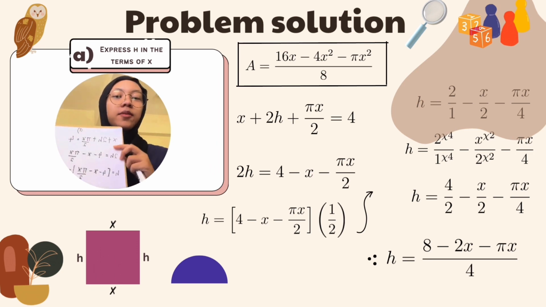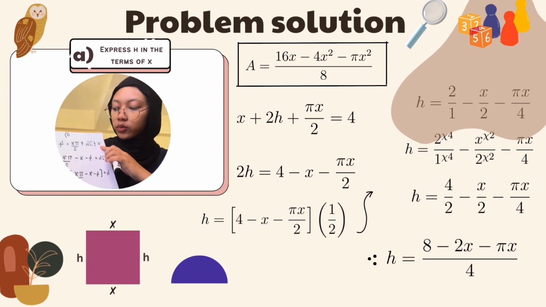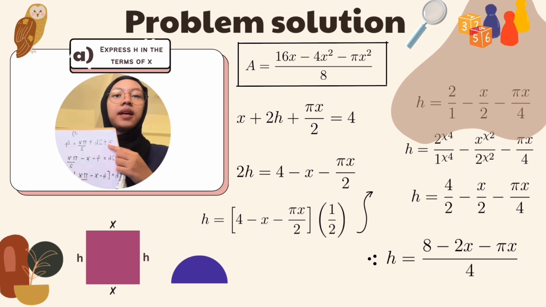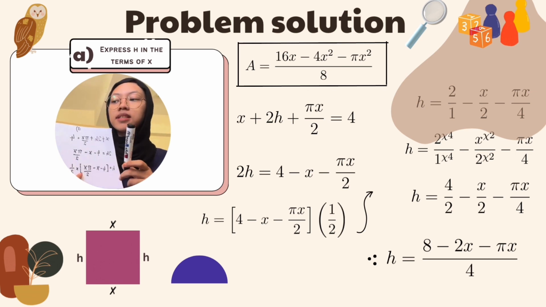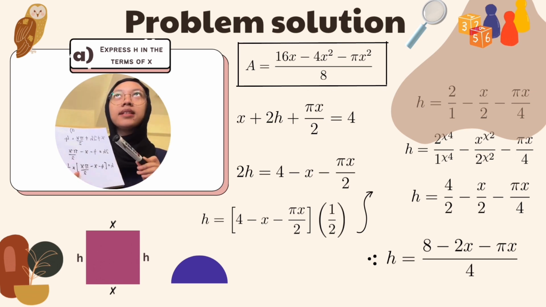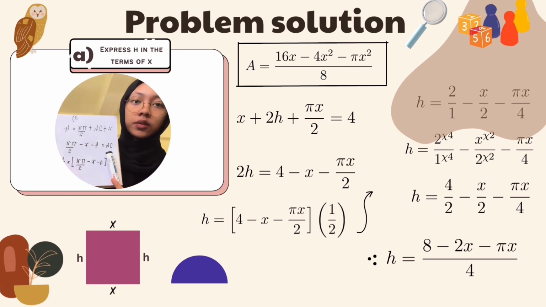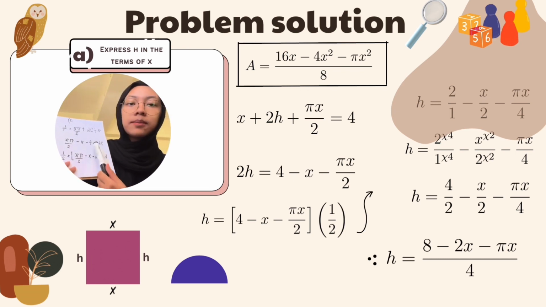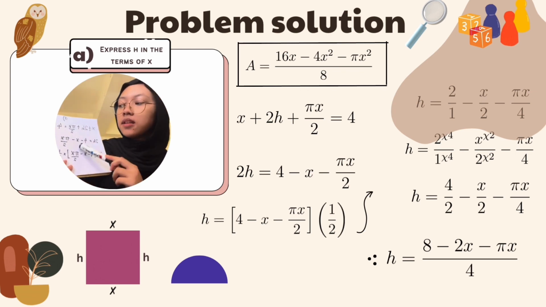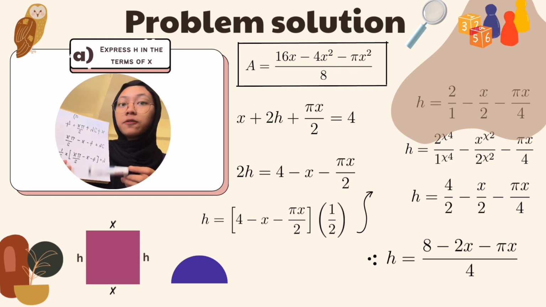So for question A, we have to express h in terms of x. The first step, we have to write x plus 2h plus pi x over 2 equals 4. Why 4? Because in the question, it is stated that the perimeter equals 4. For the second step, we are going to leave 2h alone on the left hand side and bring everything to the right hand side, so the plus symbol will be changed into minus. The second step is nothing much, it's just the change of position.